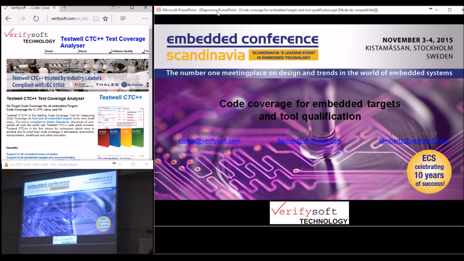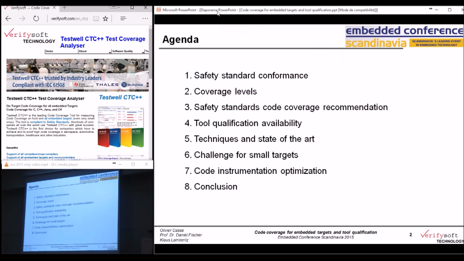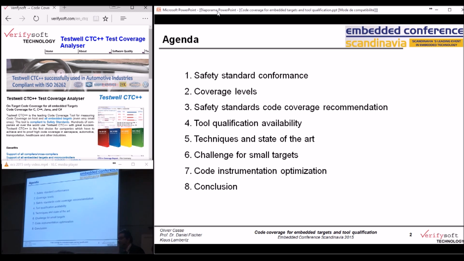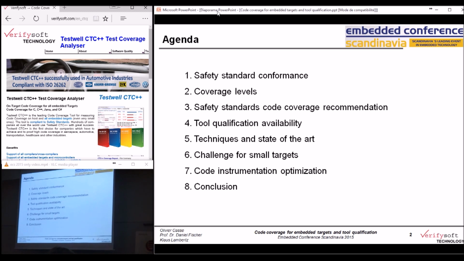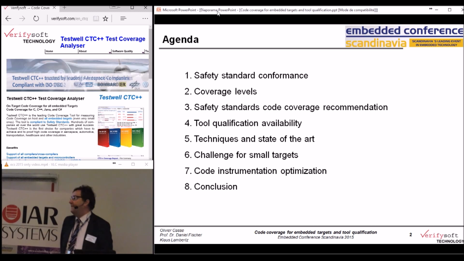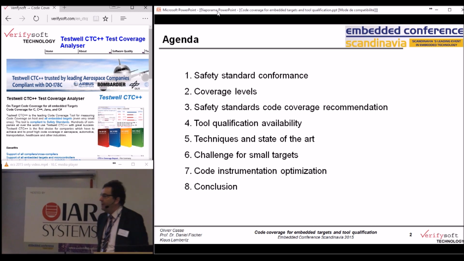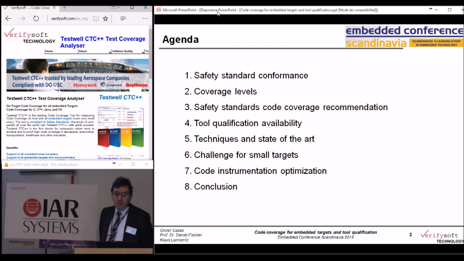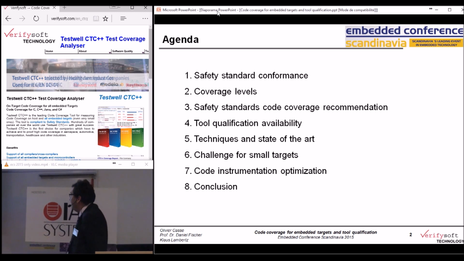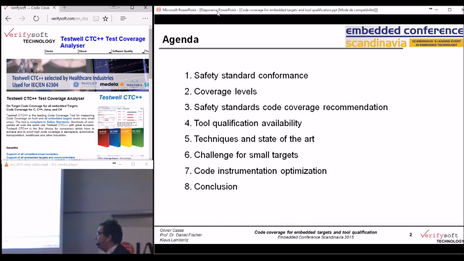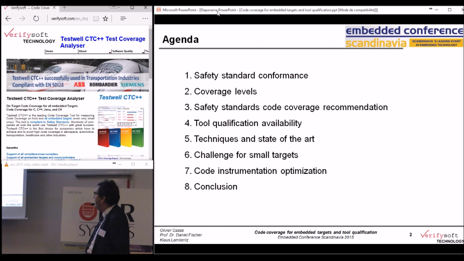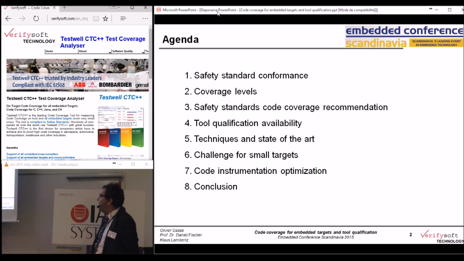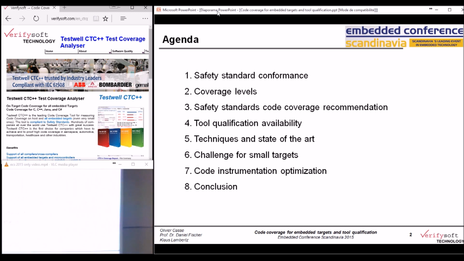Just talking about the agenda of today, we'll have a look at safety standard conformance for the various industries requesting the use of code coverage in order to be compliant with safety critical rules. Then we'll talk more about the coverage levels, which are mandatory for most of these standards, and the recommendations they make to users about coverage levels.